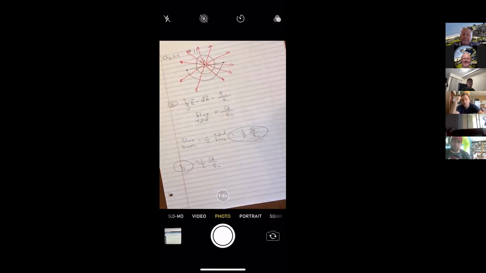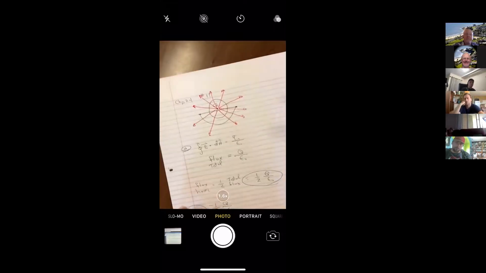Okay, so the flux going in is the same amount as going out, right? So it's basically the flux of the flat part.